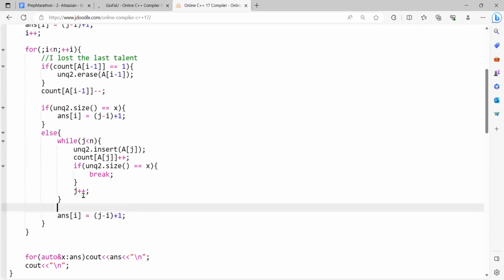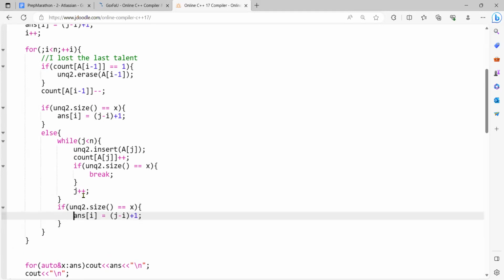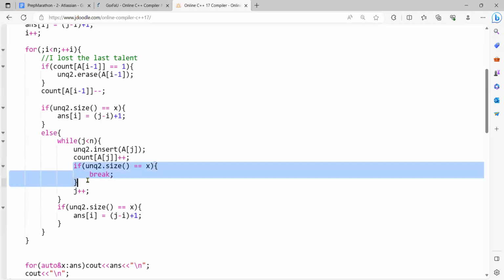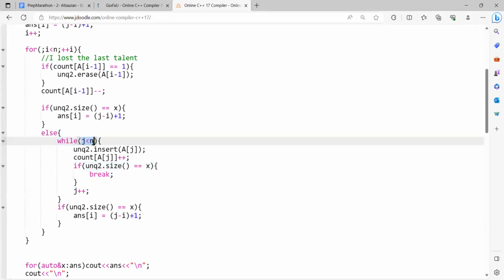Now here you need to check it once more. If unq dot size is equal to x or not, then only you will do this. If it is not equal, it means there is no way you are going to get all the talent. So you can come out of the loop if this condition is satisfied, or your j is equal to n.